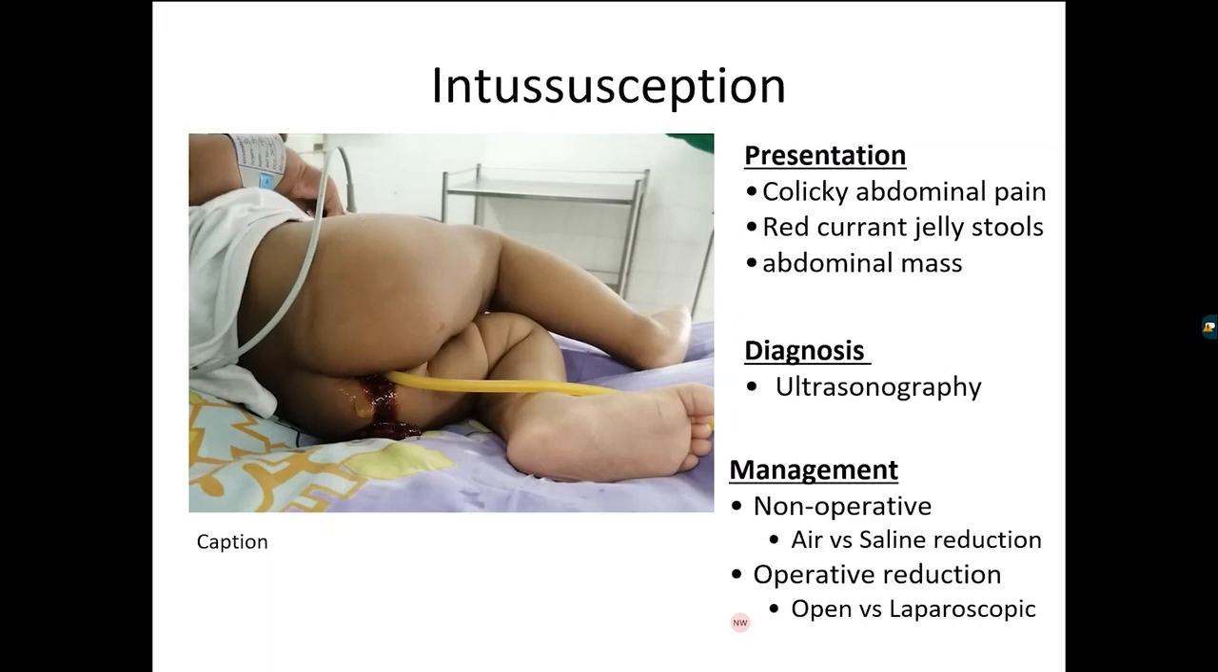However, the important thing to note is that all these three features are only present in less than 25% of babies with intussusception. And things like red currant jelly stools is a late sign. Therefore, nowadays you might see a lot of babies who only have colicky abdominal pain, which is the most common presentation of intussusception.